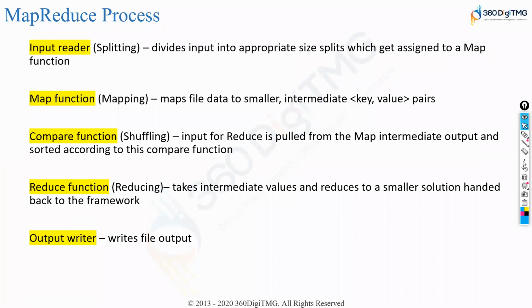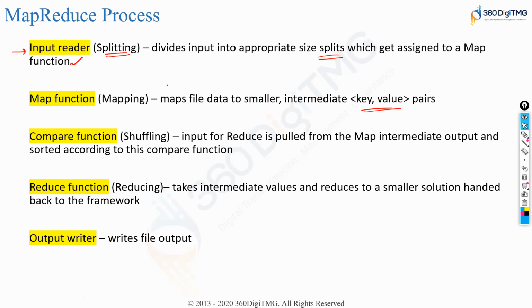And when we talk about map and reduce tasks, the input reader is the first task, which is basically splitting. Your task is getting split into smaller-sized functions. So it divides input into appropriate size splits, which get assigned to a map function. Then the map function is executed. This will map the files to smaller intermediate key and value pair results.